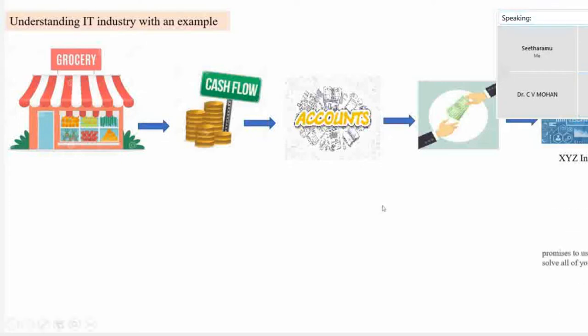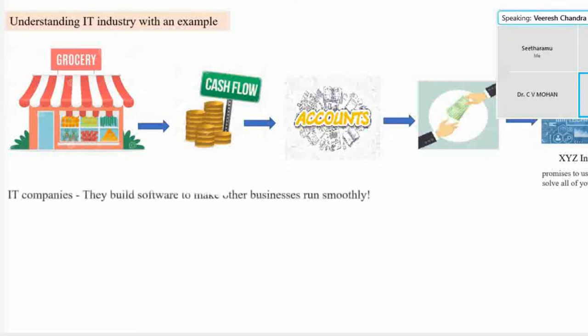So they promise us to use technology to solve all our problems, whatever problems I'm having now: maintaining different accounts, maintaining the cash flow, booking the inventory, giving the order to the inventory, all the transactions. They are promising to use technology so that they will solve my problems. So what is an IT company? This is what an IT company is, XYZ Infotech. They build software to make other businesses run smoothly.